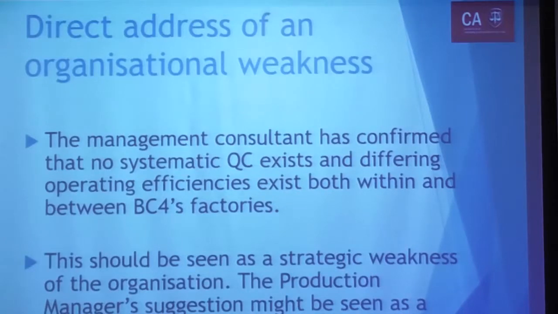The production manager's suggestion might be seen as a direct addressing of these matters. Yes. So guys, what I am trying to say here is, as of now, the consultant has identified that the factories this particular company has are operating under different efficiencies. As I said, if there are A, B, C factories, A might be doing really well, B moderately and C lower. So if you have a quality inspector, he might standardize the quality practices so that all the factories will be operating at the same efficiency level.